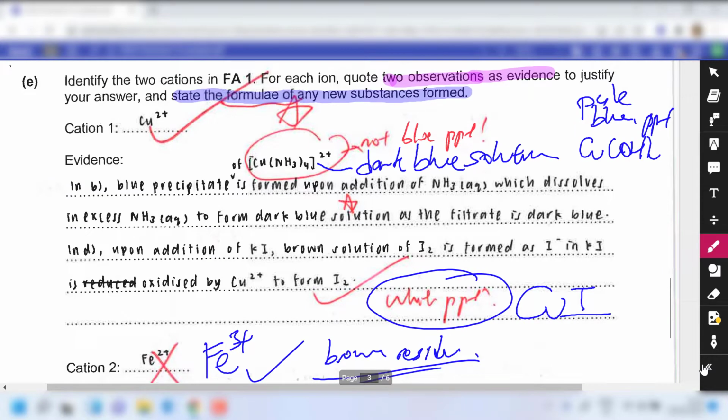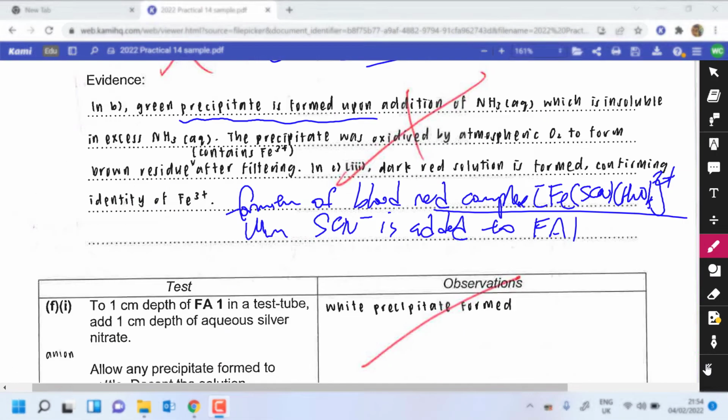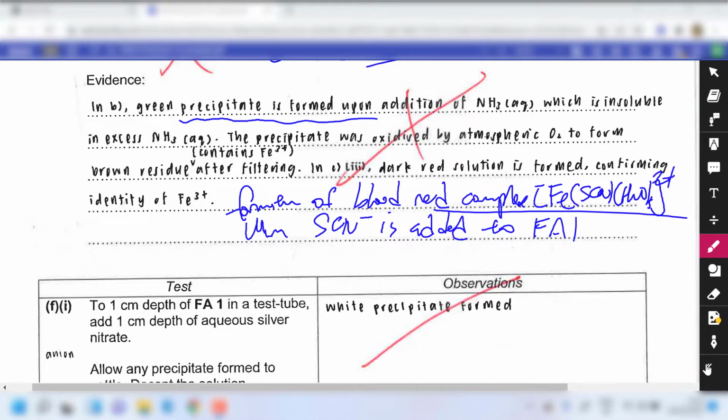If they ask you to quote 2 observations, make sure you do that. If they ask you to state the formulae, make sure you do that as well. Alright students, please go and look at the review lab demonstration videos for part F before we come back here to review on what to write for the observations.